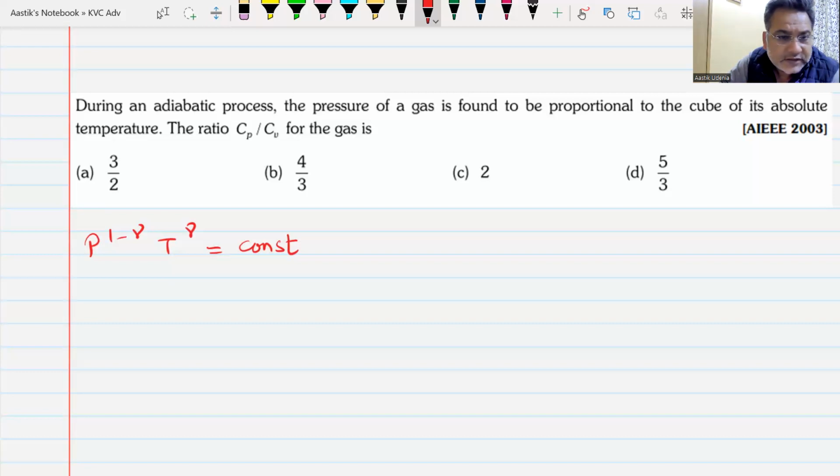This equation is correct. 1 minus gamma, that equation is correct. Where did I do a mistake? The answer is correct, 3 by 2, but I'm not going to get it as far as I can see it. Sir, if the answer is correct, then it should be P power gamma into T power 1 minus gamma equals constant. No, I don't think I've written the wrong equation.